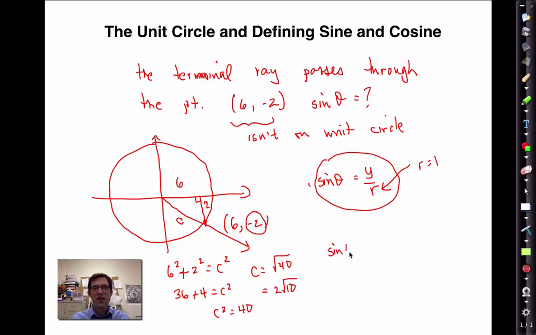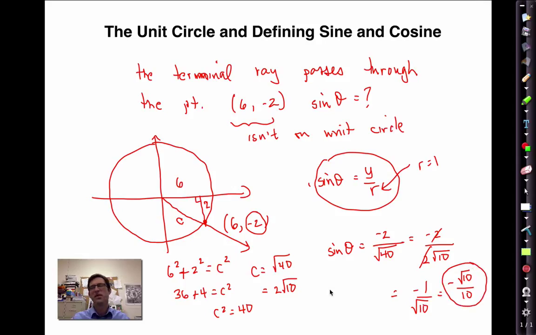But the sine of theta at the end of the day would be the y-coordinate, -2, divided by the radius, square root of 40. And again, if you have to simplify, you could cancel those 2's. -1 divided by root 10. If you felt the need to get rid of that square root in the denominator, eventually, that would be our final answer. But that's not really the point. We're not getting so deep into that.